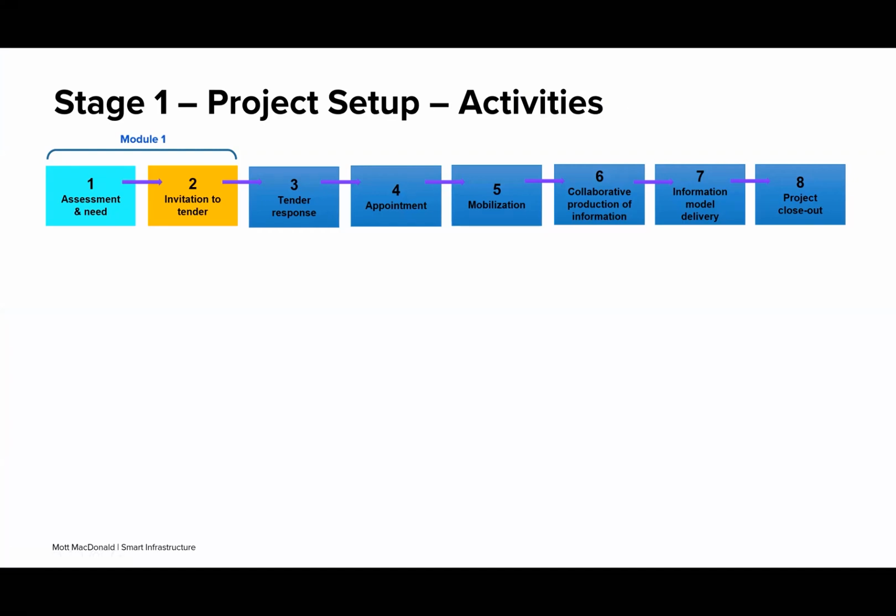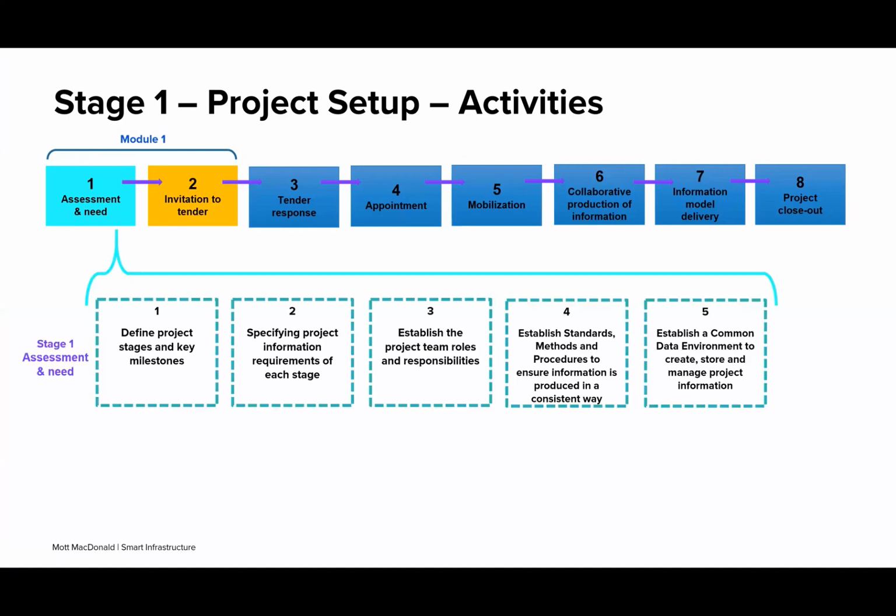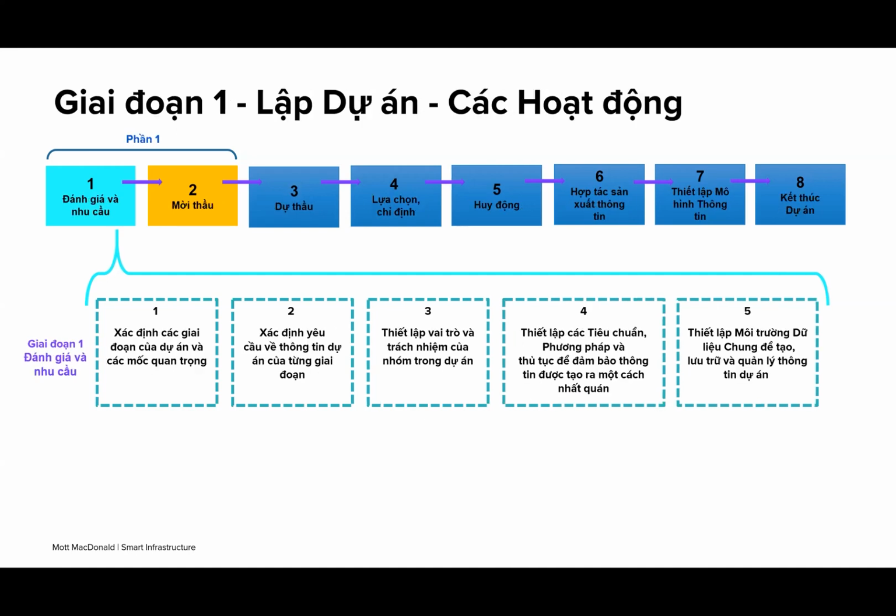So the key activities in stage 1, which is referred to in the standard as the assessment and need phase, but can also be considered as the project setup phase. And these key activities are defining the project stages and the key milestones, specifying project information requirements of each stage, establish the project team roles and responsibilities, establish standards, methods and procedures, establish a common data environment to create and store information.